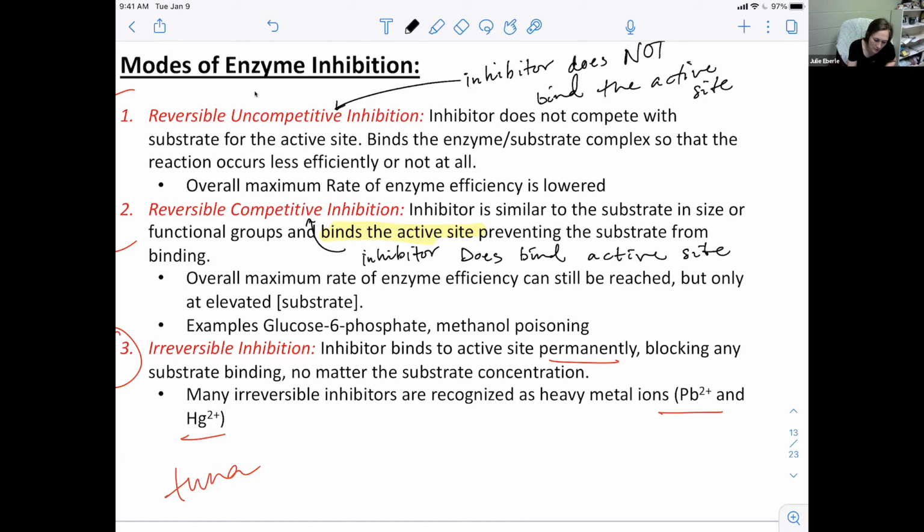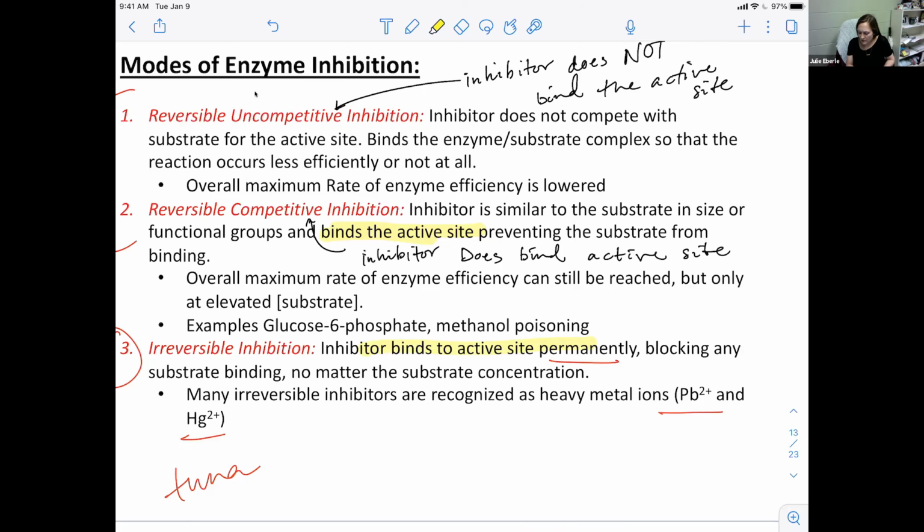Okay, irreversible inhibition. Yep, it does bind to the active site. So there's only one of these where the inhibitor does not bind the active site, yet still has an effect on the catalytic activity. Like it can either slow it down or shut it off altogether. Okay.